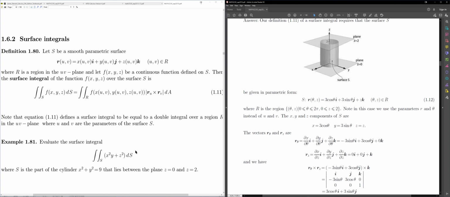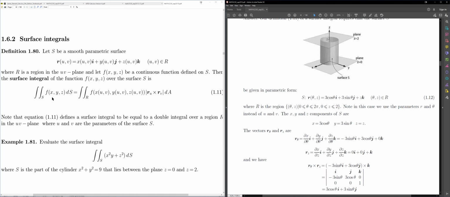Okay, so we want to work out the surface integral. This is our function, and we're given the surface S here. Because we're using this formula, which requires a parametric surface, we need to describe S as a parametric surface, which we talked about already. Next, in this formula you should notice that you're going to have r_u cross r_v, where u is your parameter u and v is your parameter v.